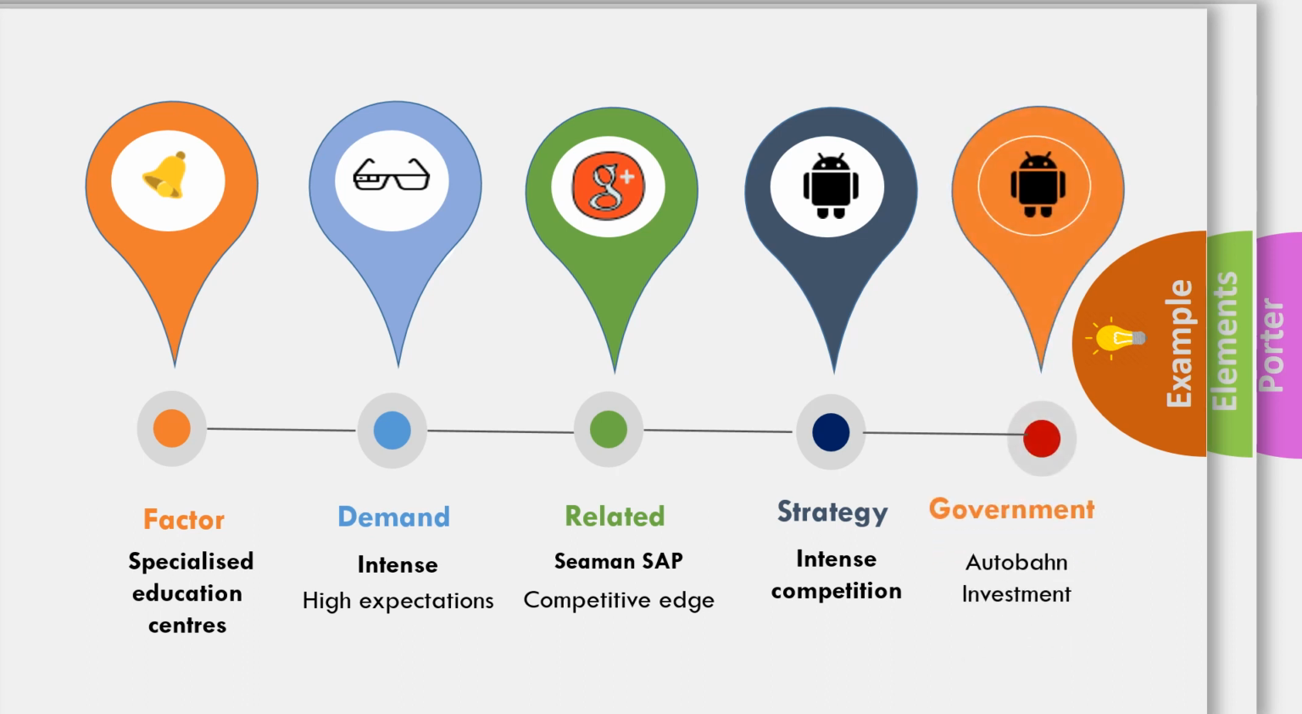And then the fifth element is the government. Again, the government in Germany supports the car industry in many different ways in terms of infrastructure, where you've got the Autobahn, where there's no speed limit. So again, it drives performance and speed and efficiency, and the end consumers are looking for these. And you've got investment into the Autobahn, investment into the specialized education centers, which are supporting this whole industry. So when you take Porter's determinants individually and you combine them all and see how they're all working together, you can see why the German car industry has a competitive advantage over other nations.